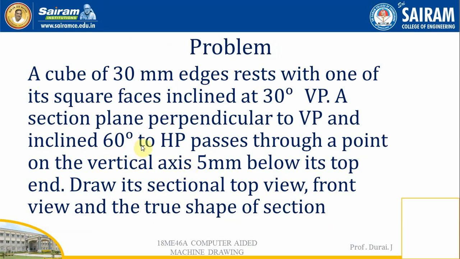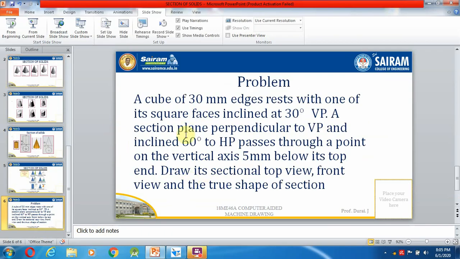Now we are going to see the problem. A cube of 30 mm edges rests with one of its square faces inclined at 30 degrees to VP. A section plane perpendicular to VP and inclined at 60 degrees to HP passes through a point on the vertical axis 5 mm below its top end. Draw its sectional top view, front view and the true shape of the section. So this problem we are going to solve now.